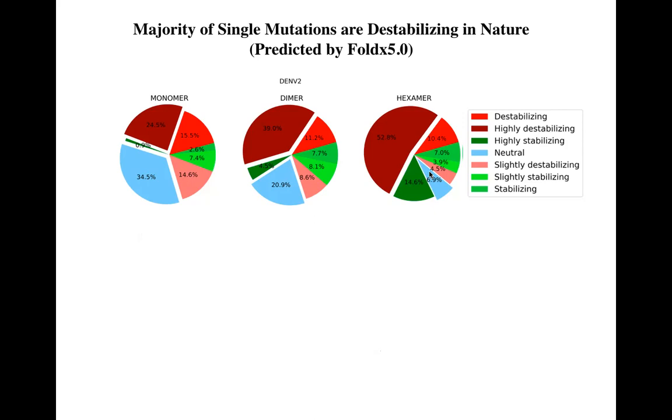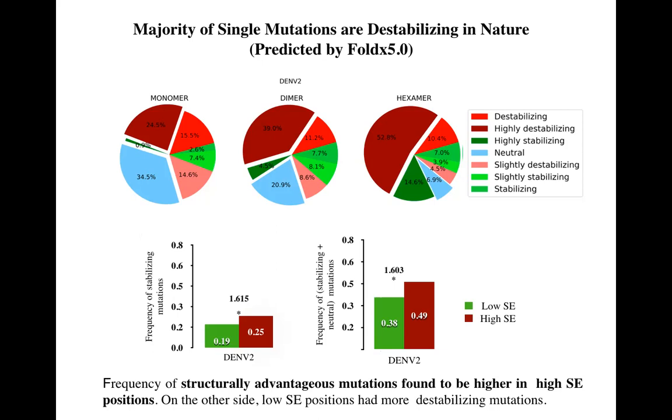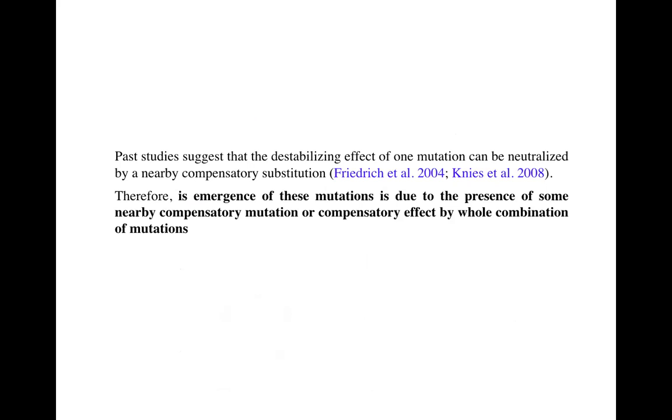Now, what could this distribution be in low versus high SE regions? You can see from this graph that the frequency of structurally advantageous mutations, stabilizing or neutral, is higher in high SE regions as compared to low SE, and they are significant with respect to their odds ratios. Now, again, this is not giving us the answer why destabilizing mutations are observed in the viral population.